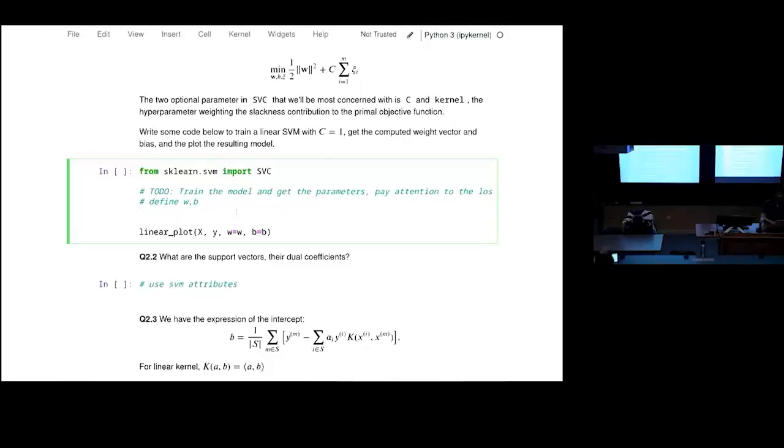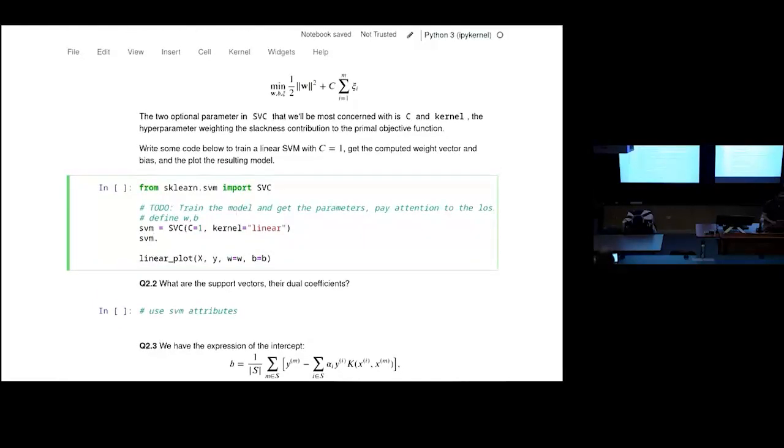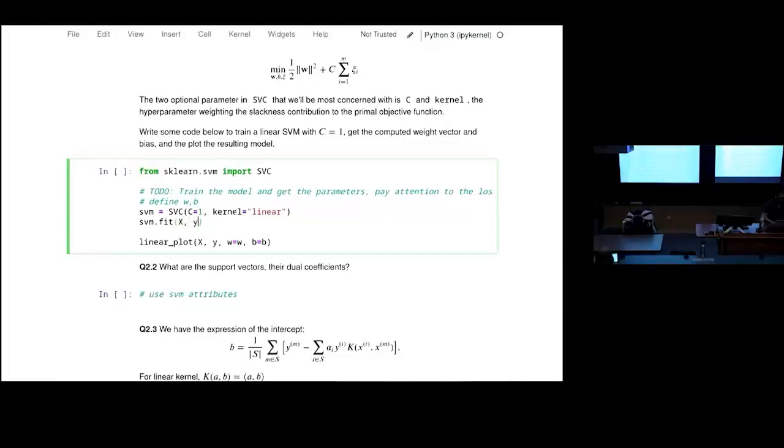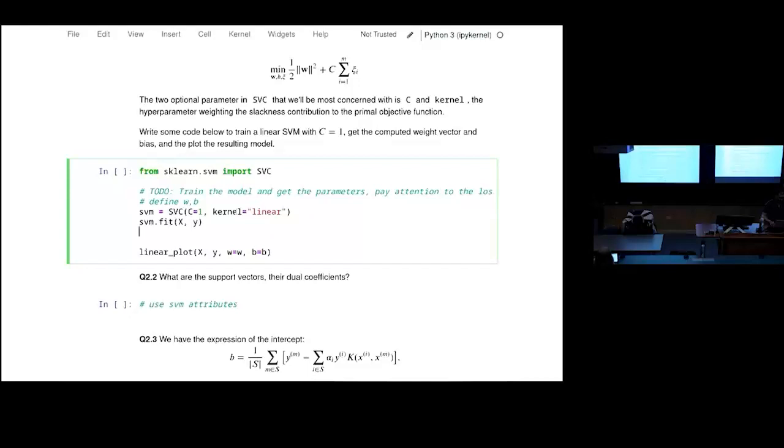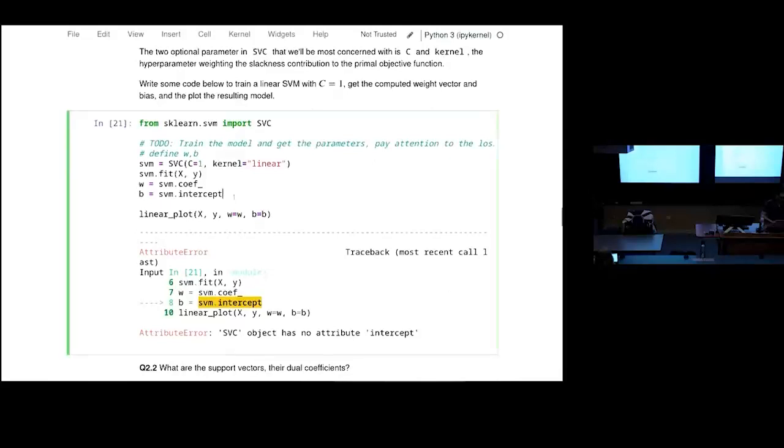So I'm going to call it SVM equal SVC. We're going to use C equal 1, and then I'm going to use kernel linear in this case. Okay, so I'm going to fit the model using X and Y, and then I'm going to define W, which is SVM coef_, and here's going to be intercept_.